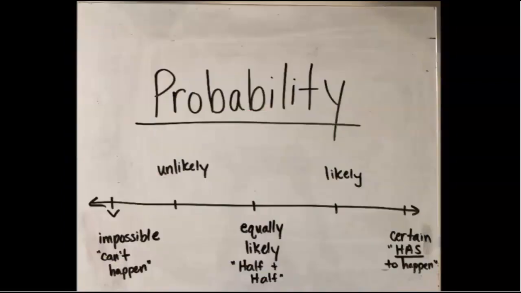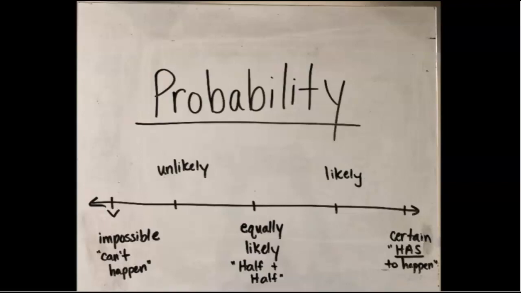Here's a probability scale. I like to draw it like this because it helps me visualize what each of these words mean. You'll notice that there's two words on opposite sides of the scale. There's impossible and certain. Impossible means that that event can't happen, and certain means that it has to happen.